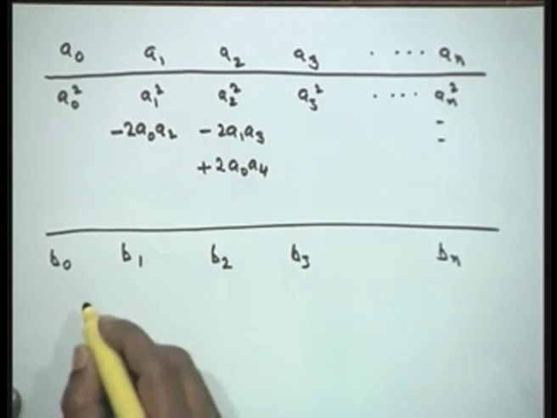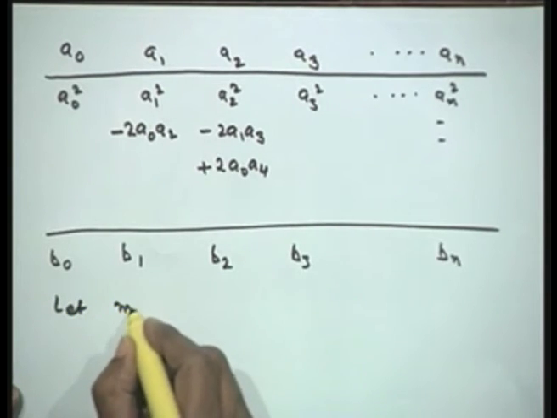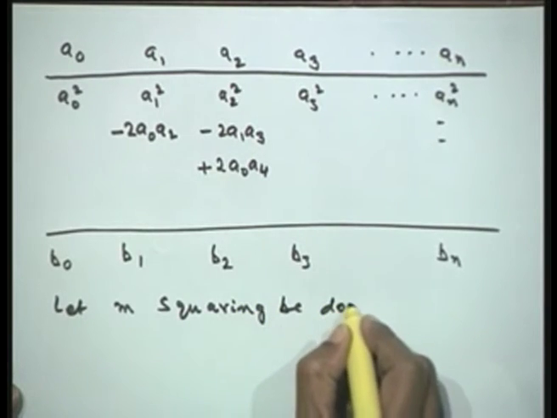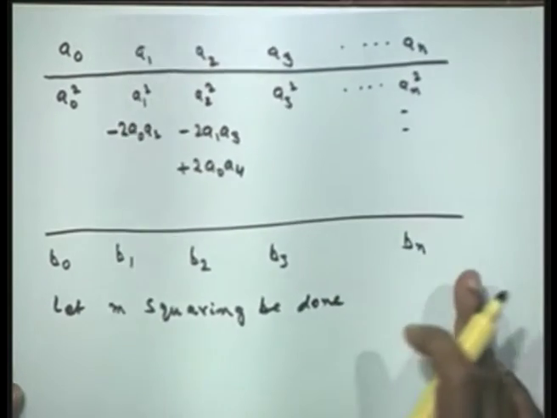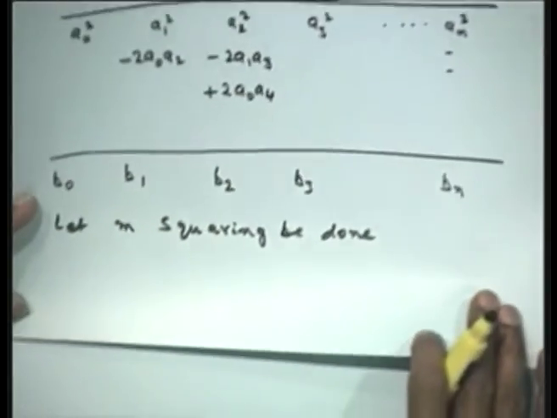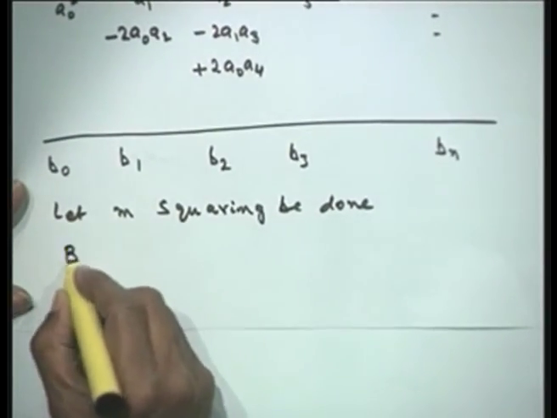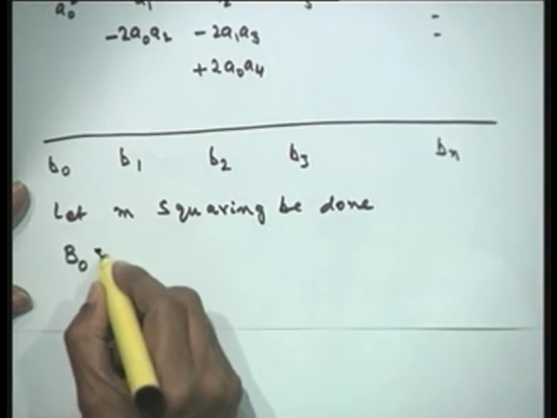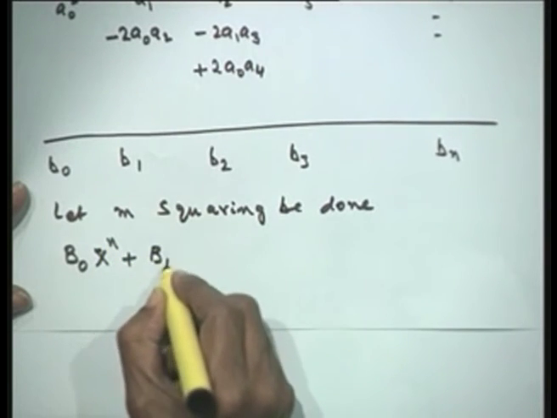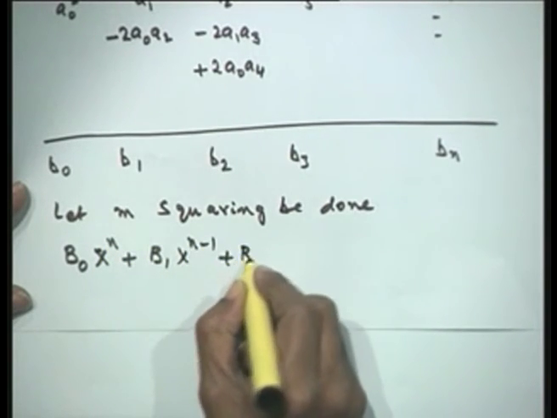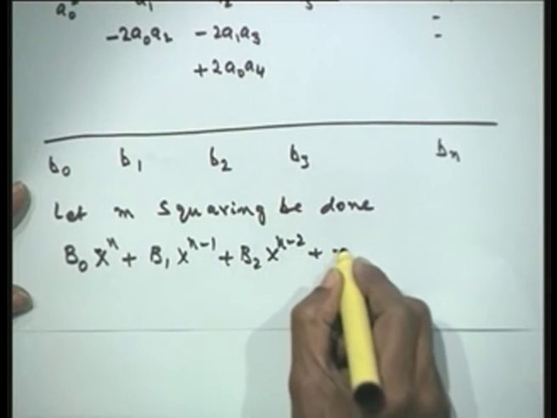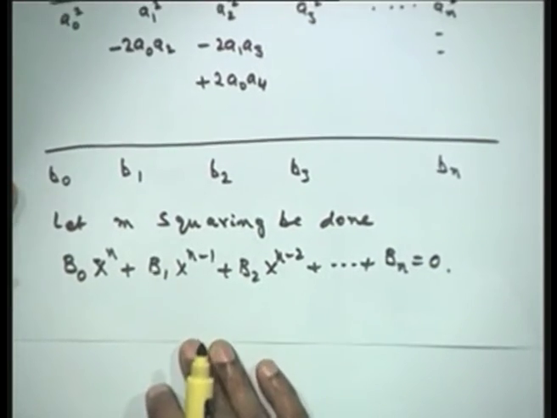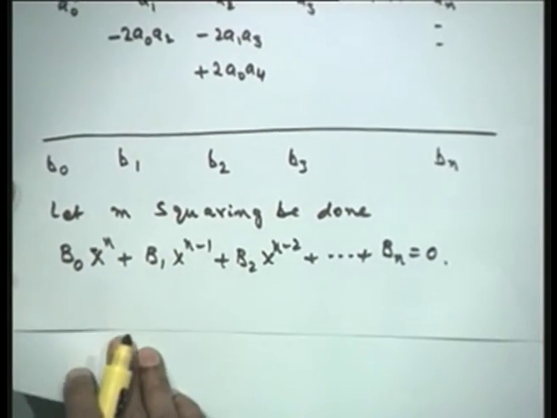Now let us say we have done m squarings. Let m squarings be done. Now the final polynomial, let us take it as b0. Without loss of generality, let us put back the coefficients as b0 x to the power of n, b1 x to the power of n minus 1, b2 x to the power of n minus 2, plus and so on, plus bn is equal to 0. So this is the last one that we are doing.